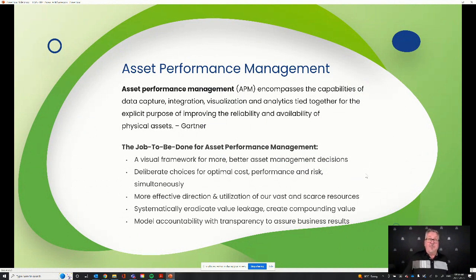That's a mouthful. But I think, in my own words, a few points around what's the job to be done in the asset management practice. We need a visual framework for better asset management decisions. We need deliberate choices that optimize for cost, performance, and risk all at the same time. My observation is we have cost conversations separately from our performance conversations, separate from our risk conversations. You need to have those conversations all at the same time.